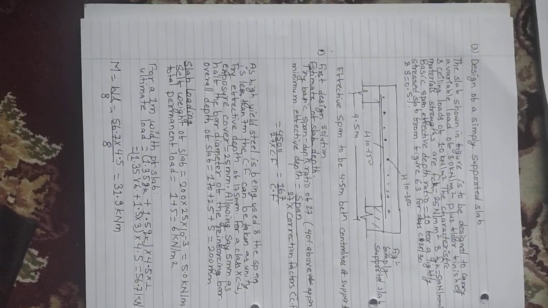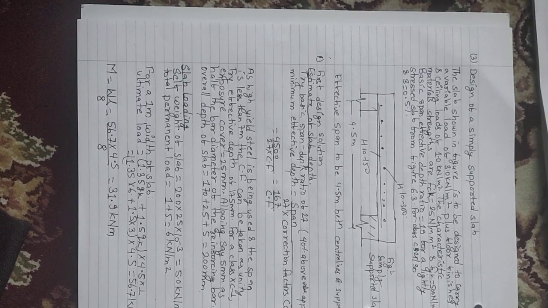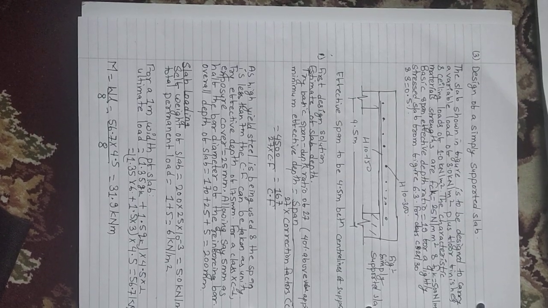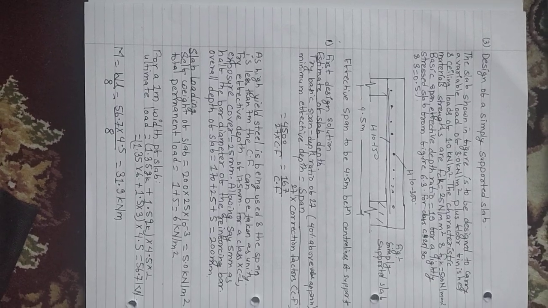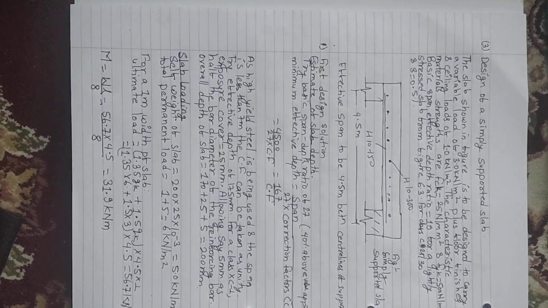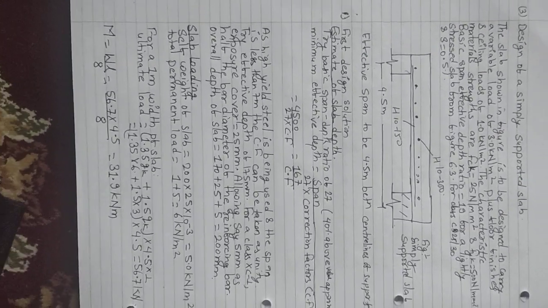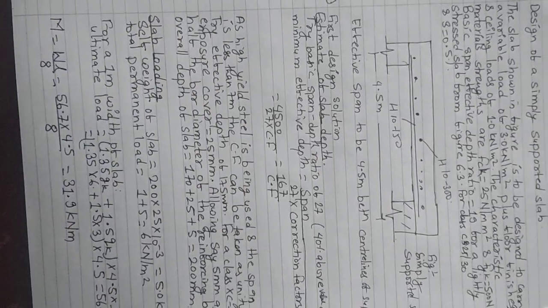and the characteristic strength of steel is 500 Newton per mm square. The basic span effective depth ratio is 19 for the lightly stressed concrete slab from figure 6.3, and we have C25/30. The effective span is 4.5 meter between the center of supports. First we need to estimate the slab depth.